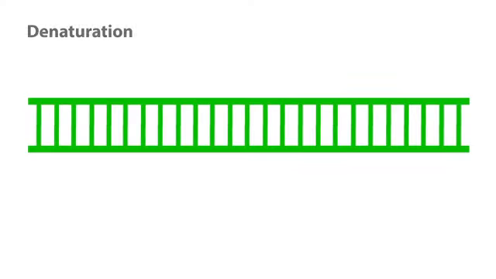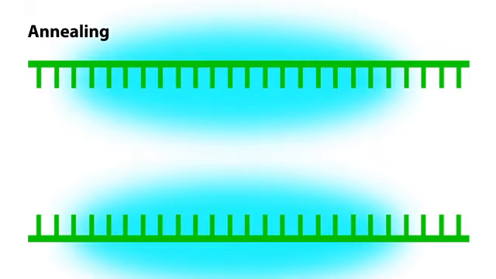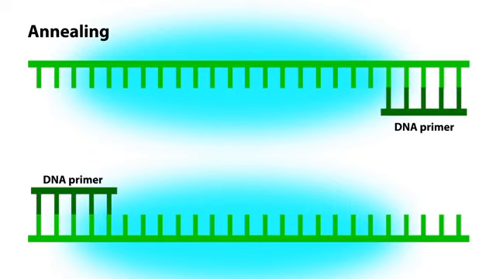The first step is denaturation, where you heat the DNA so that the 2 strands separate, and you end up with 2 single strands of DNA. Then the second step is annealing. You cool the DNA, and while you're cooling it, you add some pre-made DNA primers that anneal or bind to the specific sequence to be amplified.